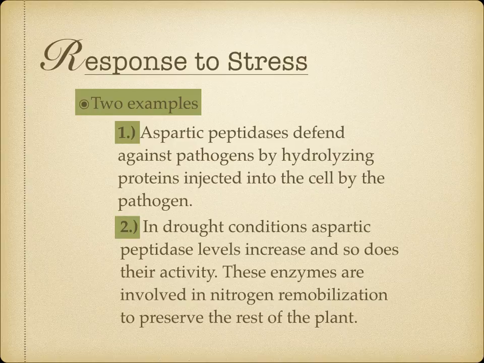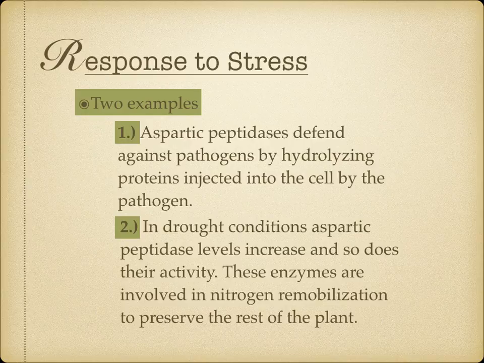Firstly, plants must respond to stress, and they would do so just as humans would. They must also defend and protect themselves too. There are several examples of this, but two specific ones would be pathogen invasion and drought conditions. We know that aspartic peptidases break down proteins, right? So when a pathogen injects proteins into the cell, these enzymes are great at breaking them down, which would kill the pathogen. During drought conditions, these enzymes play an important role in nitrogen remobilization.